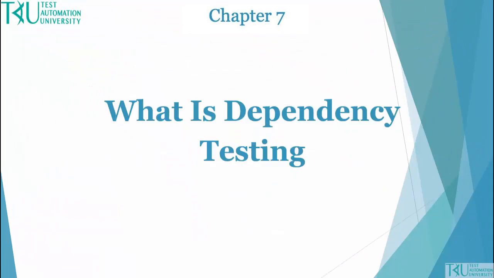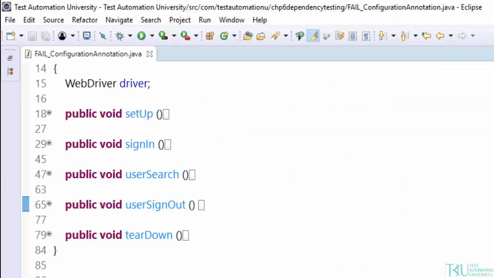What is dependency testing? Dependency testing is when two or more actions, two or more tasks, two or more functions in our test application depend on the order of their methods. For example, we must sign into the application before we can sign out of the application. Therefore, signing out depends on us first signing in. If we reverse that order and execute, then the sign out method would fail.